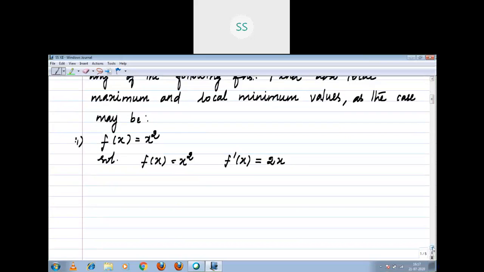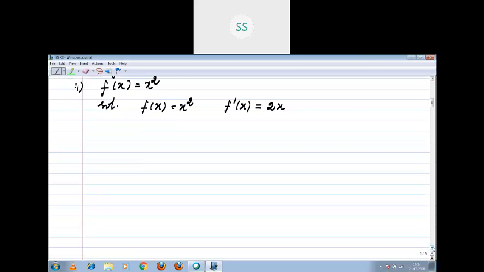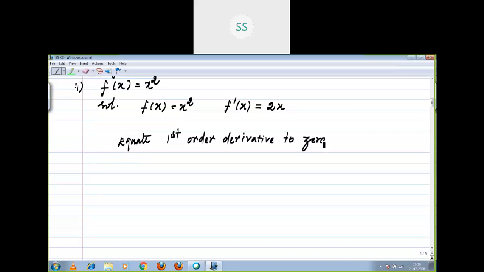This one we call it as first order derivative. Equate the first order derivative to 0. Step by step, I will move in the first question. Afterwards, I will say continuously, right? Then what is your first order derivative? 2x, right? 2x equal to 0, which implies x is equal to 0.